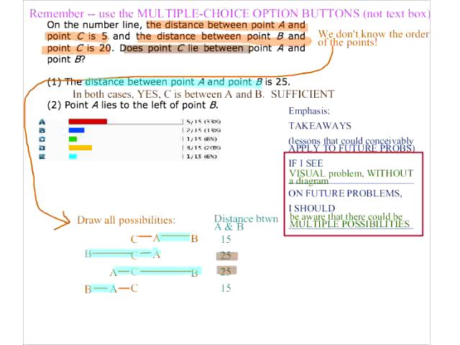Point A lies to the left of point B. Statement 2. That is true in this case, and is also true in this case. In one of those cases, C is not between A and B. In the other case, it is. So we don't know. It's yes in one case and no in the other. So that's insufficient.